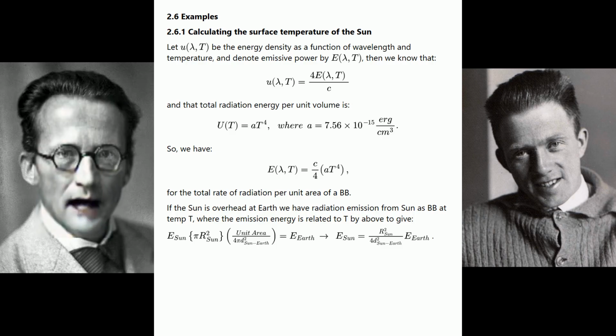If the Sun is overhead at Earth, we have radiation emission from the Sun as a blackbody at temperature T, where the emission energy is related to T by the above, to give E_Sun times (π r_Sun squared) per unit area over 4π d_Sun squared equals E_Earth, so E_Sun equals r_Sun squared over 4 d_Sun squared times E_Earth.